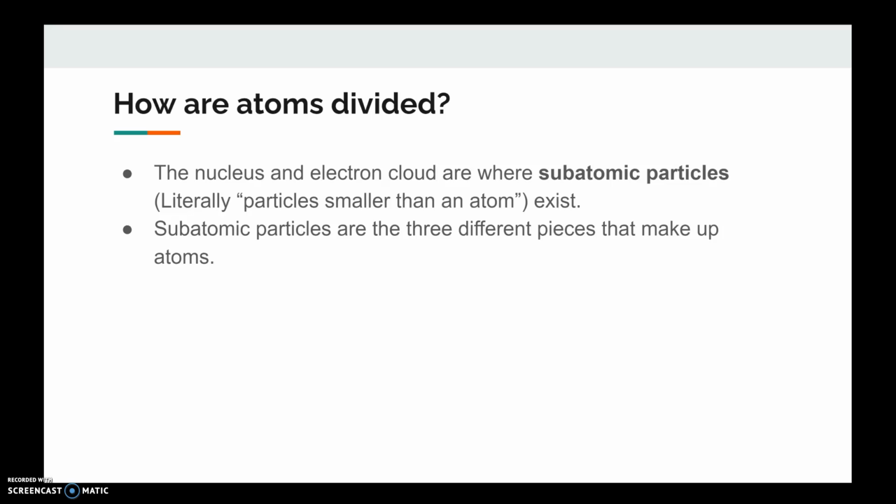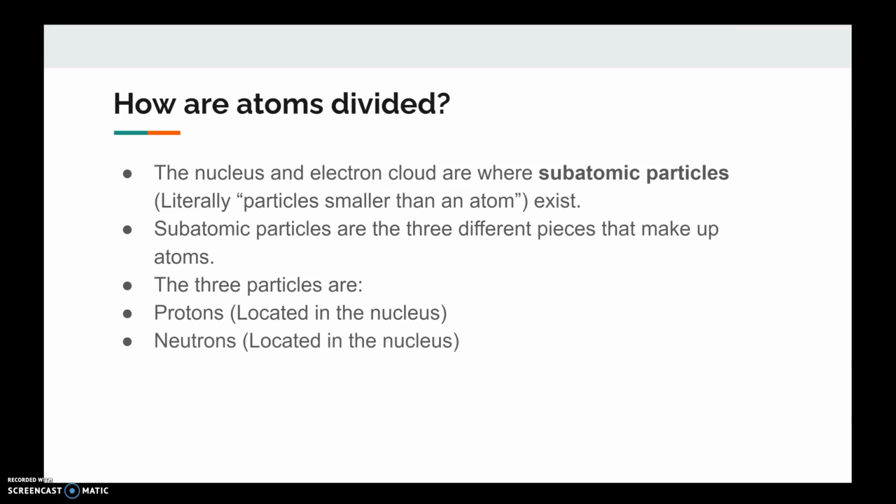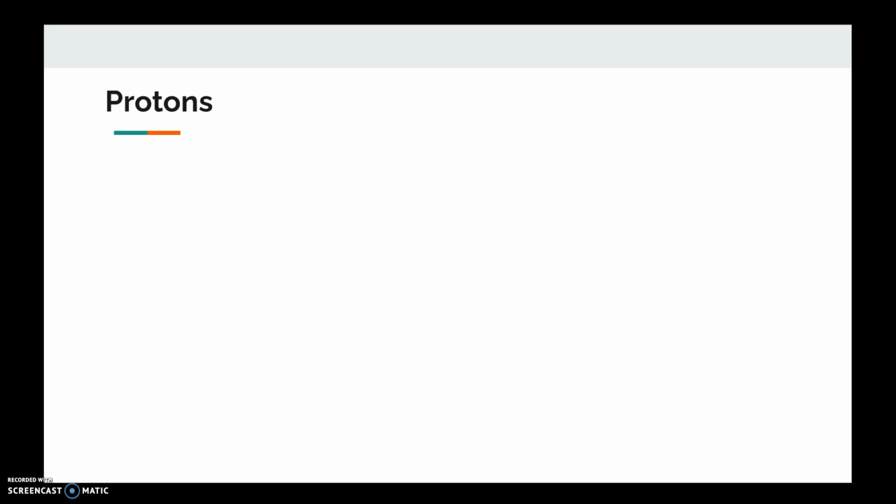The nucleus and electron cloud are where subatomic particles exist. Subatomic particles are smaller parts as opposed to the atom. There are three pieces that are considered subatomic particles. The three subatomic particles are protons, located in the nucleus, neutrons, also located in the nucleus, and electrons, located in the electron cloud.